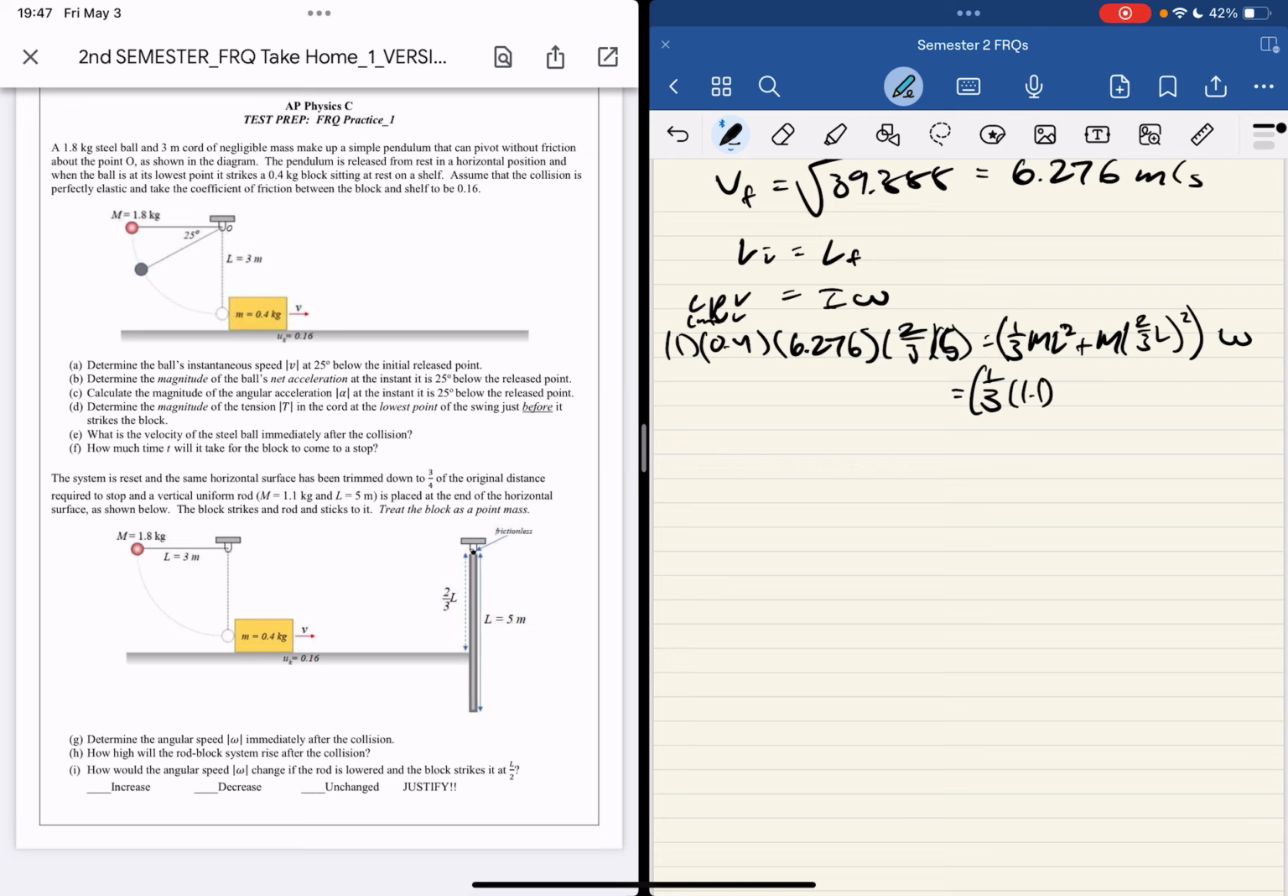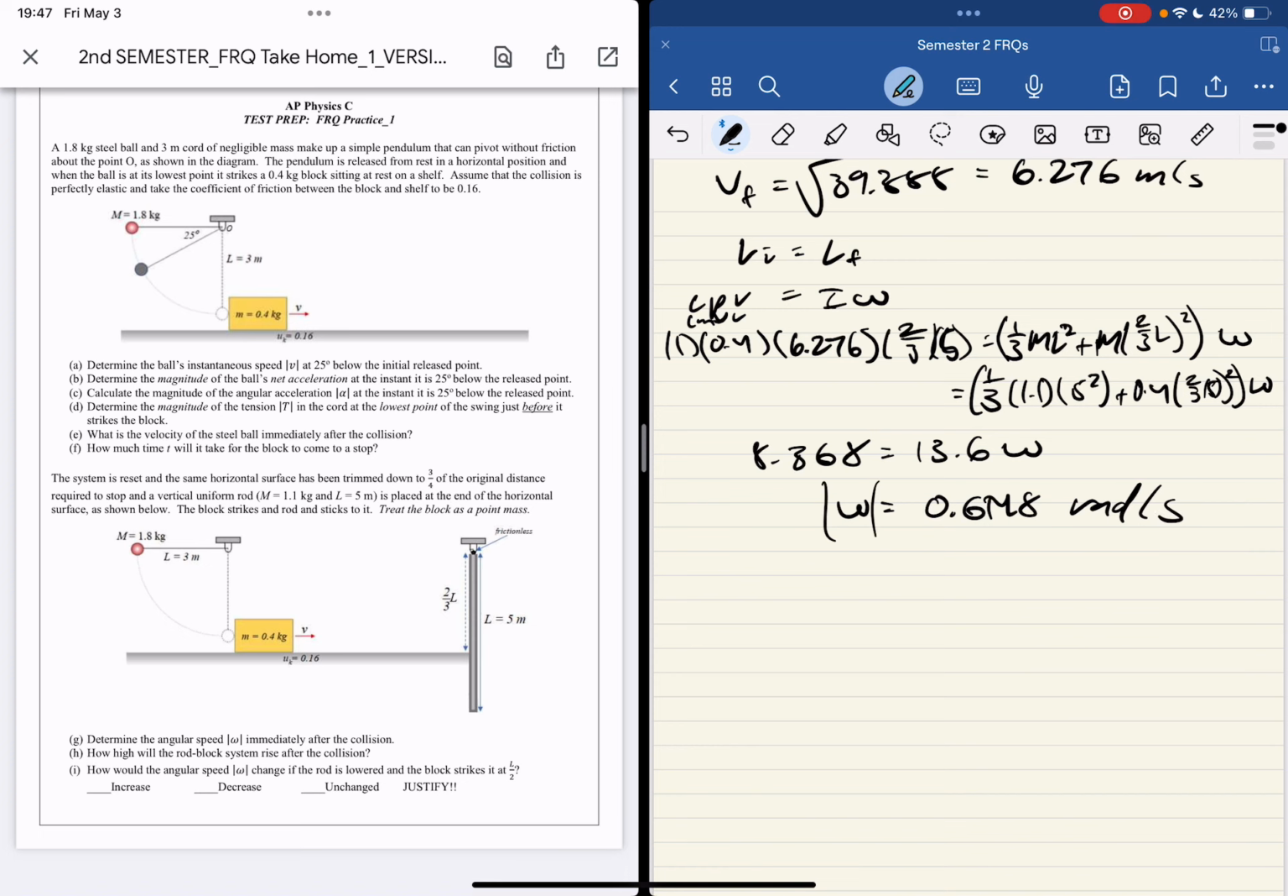1.1 times 5 squared, plus 0.4, so it's lowercase m, 0.4, and then we get 2/3 times 5, and that's all squared, omega. Now I'm going to simplify. On the left side, we'll have 8.368. And the right side is going to simplify down to 13.6 omega. And omega is going to be equal to 0.6148 radians per second. That's the angular speed.